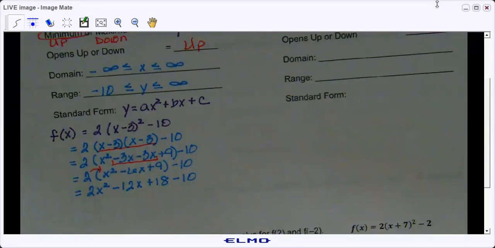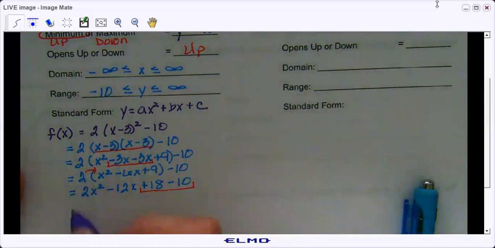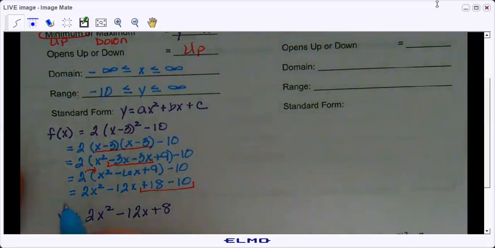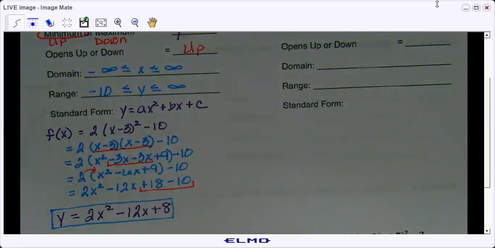Now we're going to combine like terms again, and we're going to take 18 minus 10. And this would be our final answer: y equals 2x squared minus 12x plus 8. Okay, and there, we finished that problem. Lots of information going on in this lesson.